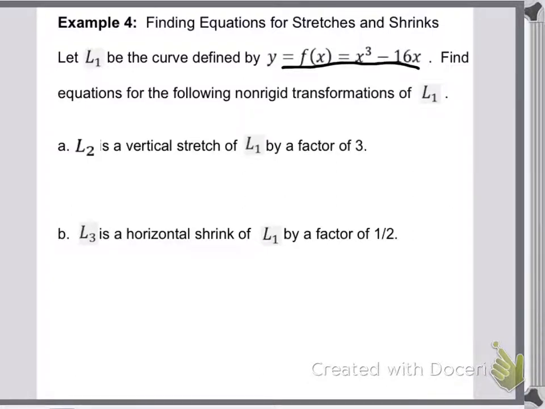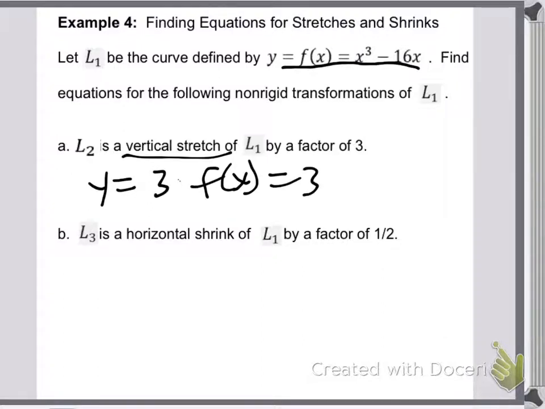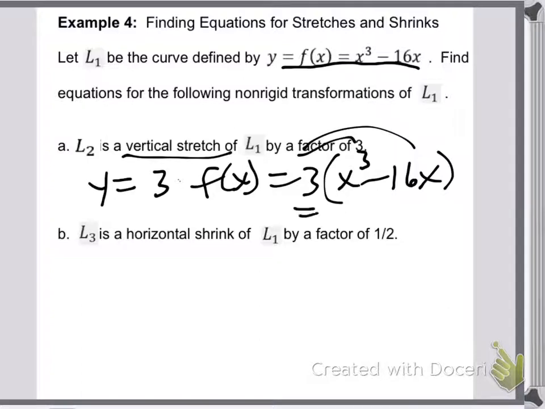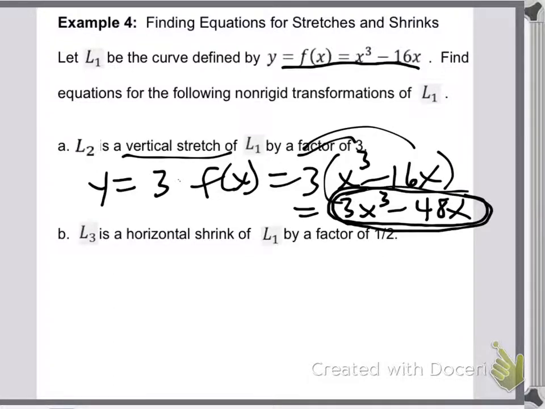So for example, when you have a curve like this, they want you to find the equations for the transformations of L1. Well, it says that L2 is a vertical stretch of L1 by a factor of 3. Vertical stretch. That tells us that we have to do 3 times f of x. So you take 3 and multiply by x to the third minus 16x. So when you distribute, you get 3x to the third minus 48x. That's not a negative sign, that's just the end of the parenthesis.